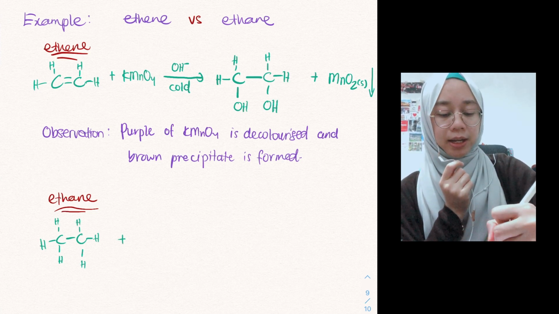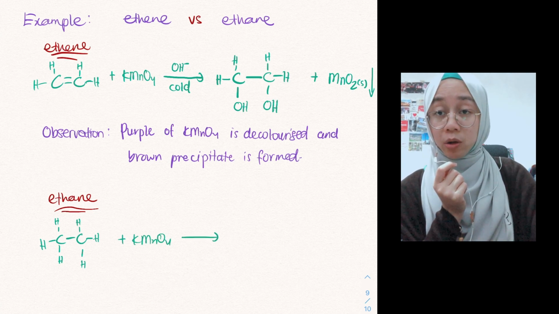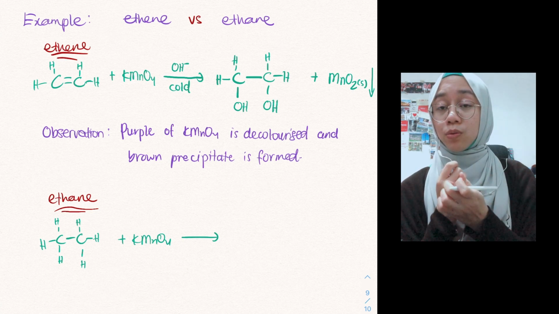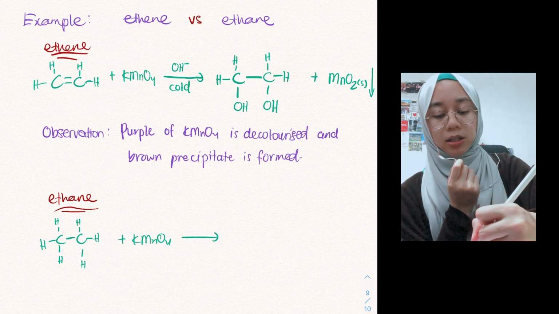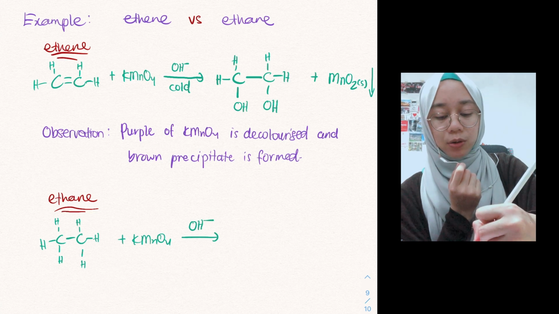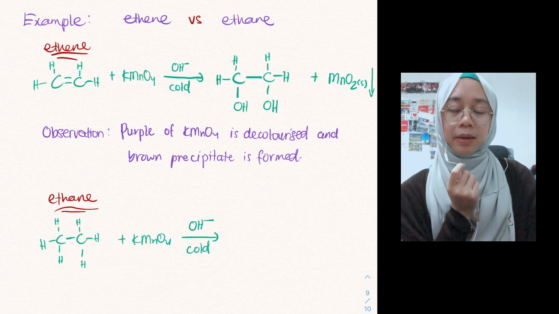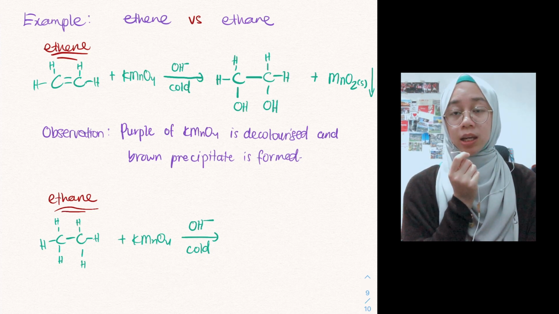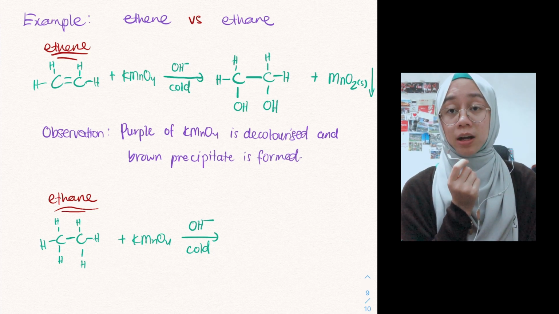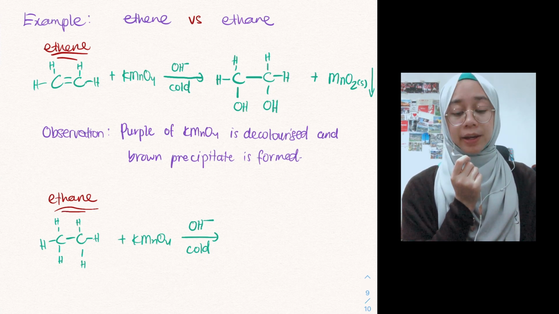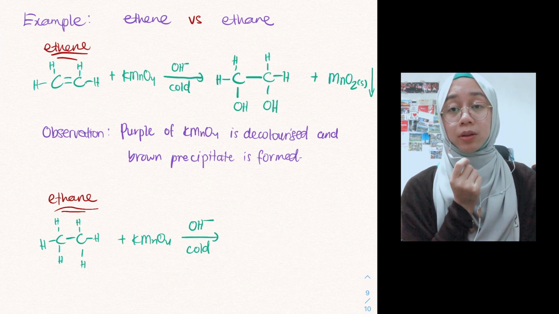Okay, and then kita reactkan dengan KMnO4. Okay, also it's still in the same condition kan, nama pun Bayer's test, bermaksud reagent yang kamu guna mestilah sama. Okay, so sini ada OH negatif juga, and then it must be in cold condition. Okay, but then class ethane, there's no presence of carbon-carbon double bond. So kalau tak ada carbon-carbon double bond, adakah dia akan react with kita punya alkaline potassium permanganate ni?